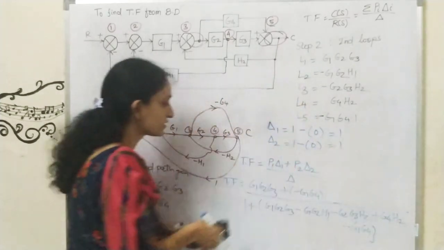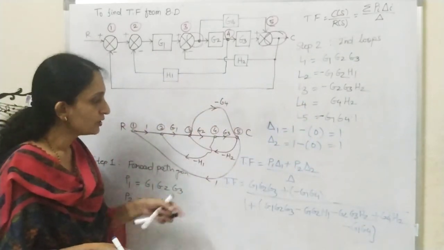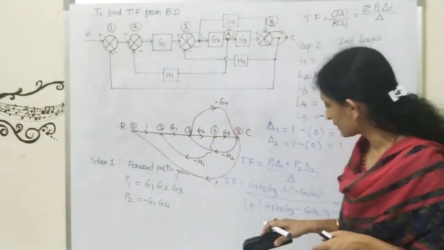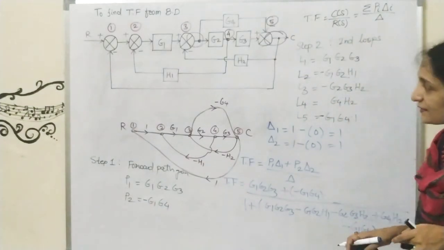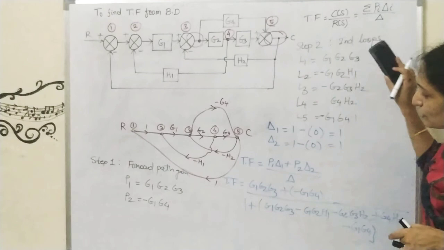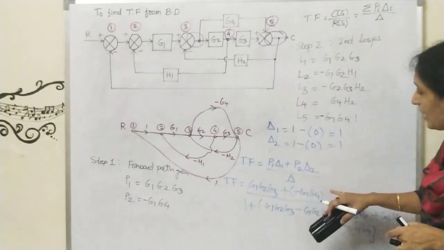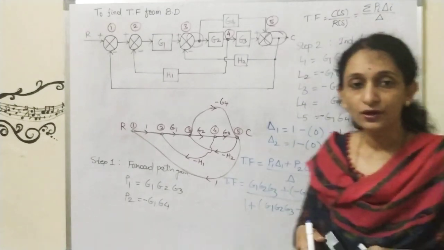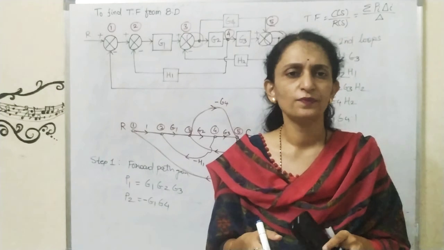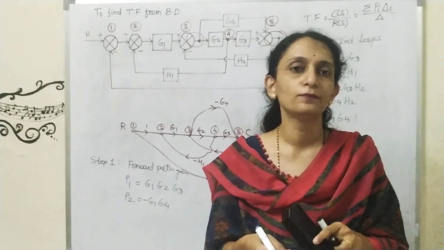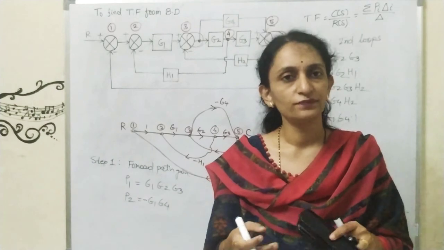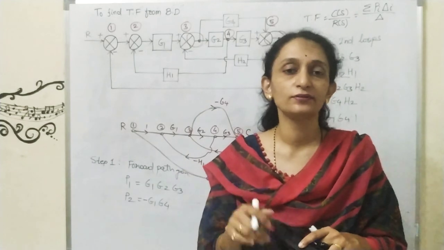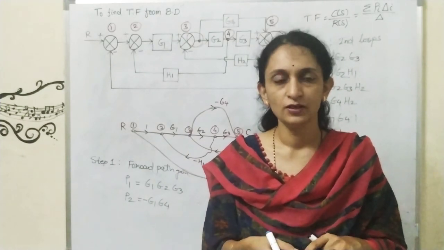So look at this. This is the transfer function. From this block diagram, we have calculated the transfer function simply by substituting the individual loops, the forward path gains, and delta 1 and delta 2. So I think you got the concept. This is a very simple method to get the transfer function from a block diagram. If the method is not specified, I will tell you to use the signal flow graph, that is, Mason's gain formula, from the block diagram. So thank you, students.